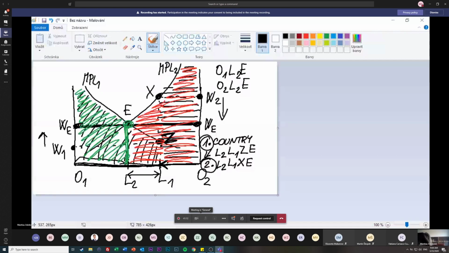And as a conclusion, you can see, because the world for us, there are just these two countries, there is an increase of the world GDP by this triangle. You can see it. So there is the increase of the GDP, world GDP, by the triangle EZX.